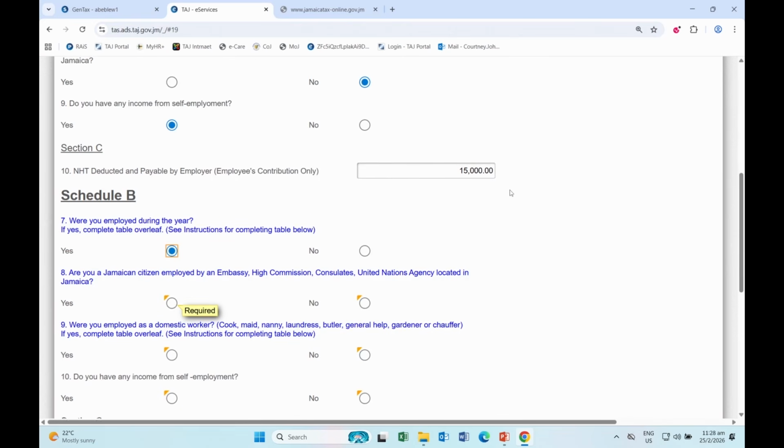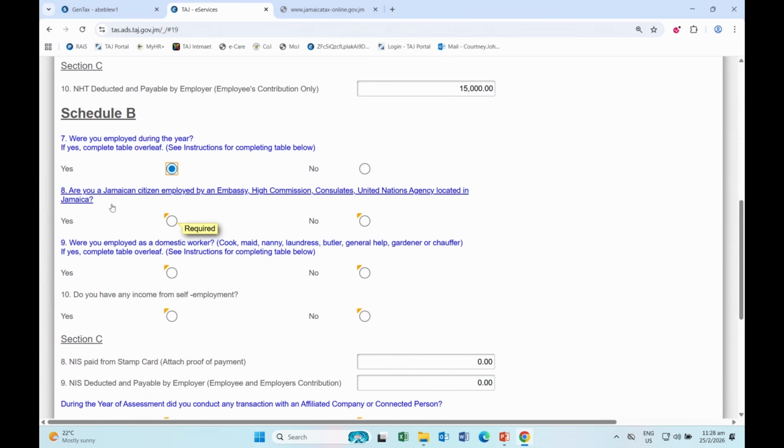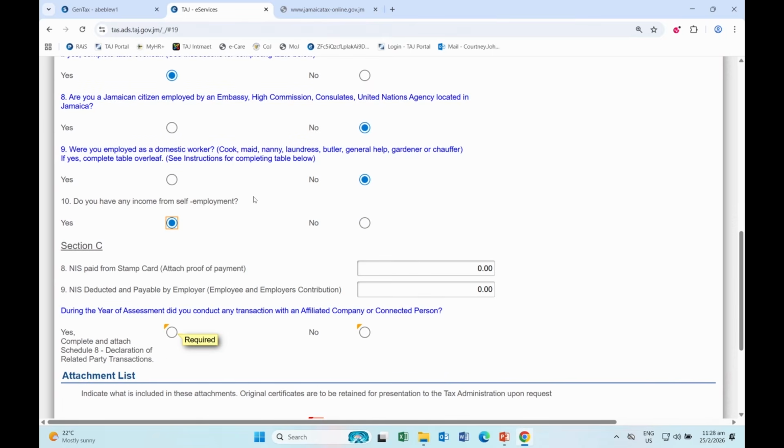Now to complete the questions under the Schedule B. Are you a Jamaican citizen employed by the embassy? No, Mr. Blue isn't. Were you employed as a domestic worker? No, he wasn't. Did you have income from self-employment? Yes, he did. Section C under the Schedule B asks whether the NIS was paid from a stamp card. That was not the case for Mr. Blue, so we're leaving that box empty.